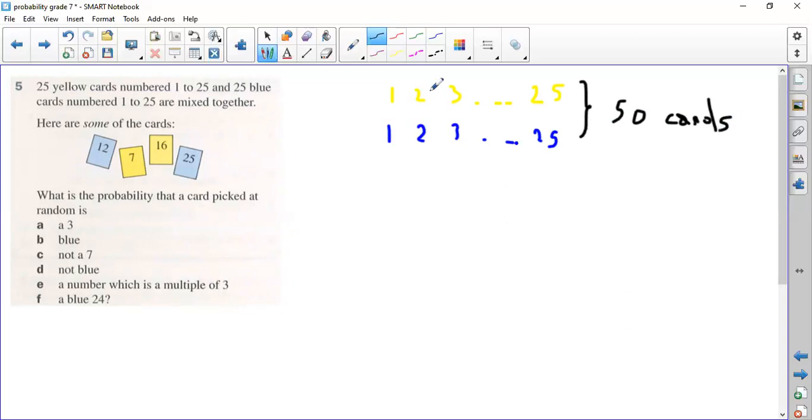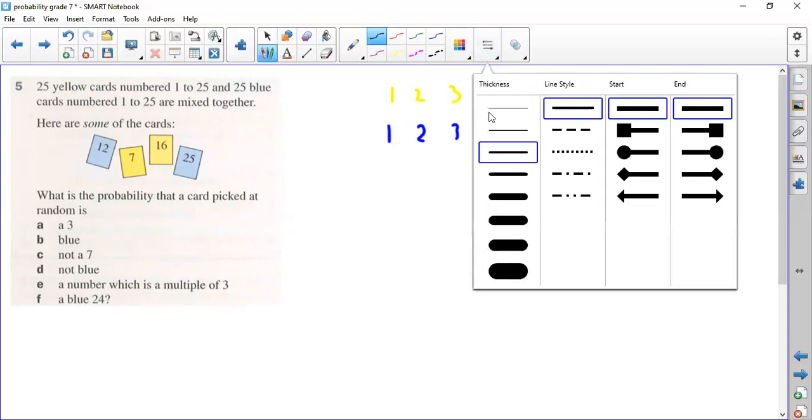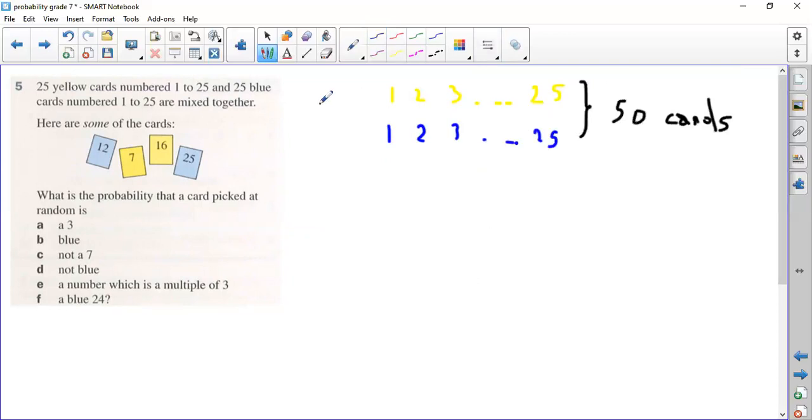Okay, I have to find some probabilities now. To find these probabilities, I need all possible outcomes. As we said, all possible outcomes will be 50 cards. What is the probability that the card picked at random is a 3? How many 3s do I have? I have 1 yellow and 1 blue. So the probability for getting a 3 will be what?